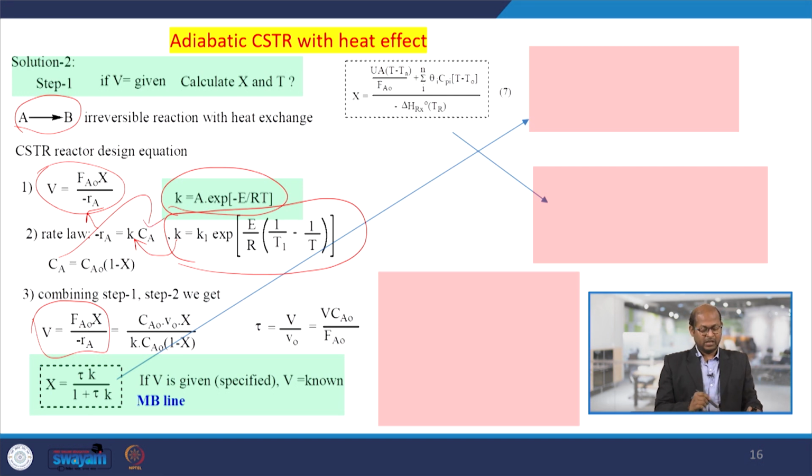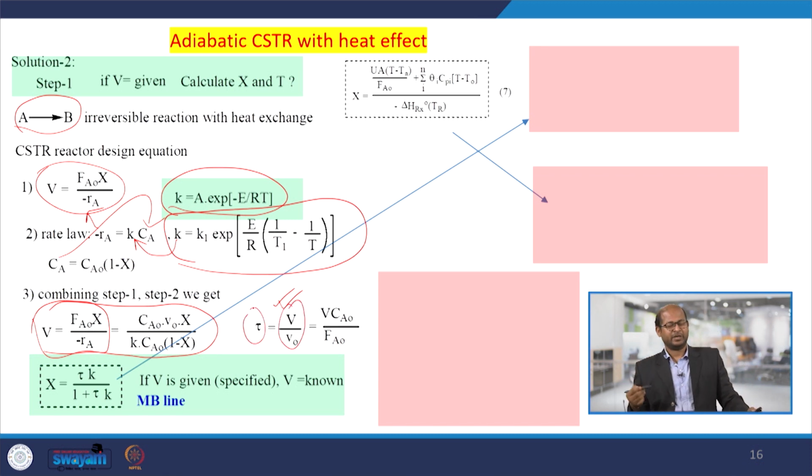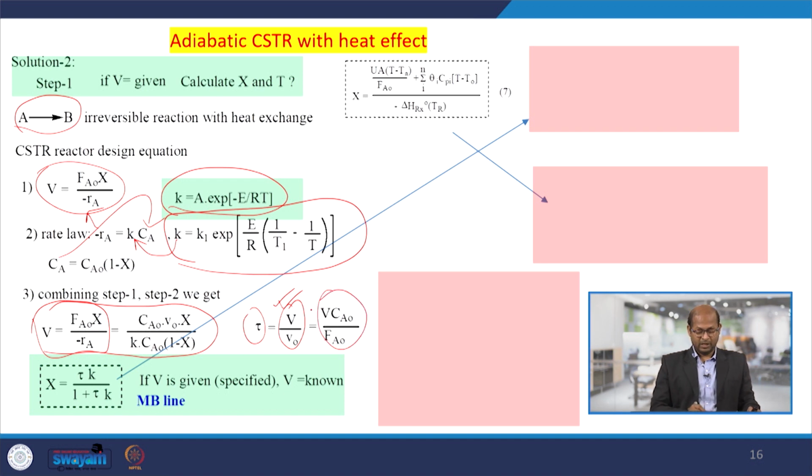Similarly, as we did earlier, these equations would become this. Here the volume is given, I said. So, V by V naught equals tau, the space time. Or we can write this: V into Ca naught by Fa naught. So, here V is there, and Ca naught is this equation. So, whatever we get here, if you cancel out this Ca naught, then V naught is there and this V is there.